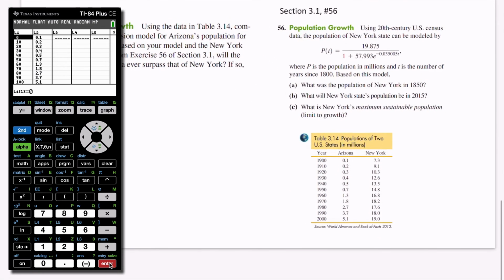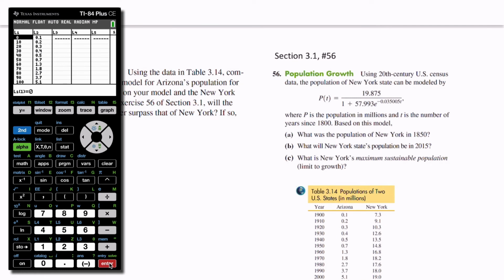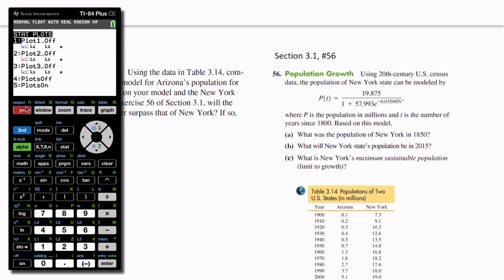So they want us to make a logistic regression model for Arizona's population for T years since 1900. Okay, so let's do that. We have all the data in. Wonderful. One thing I would like to do is turn on stat plots, so we can get that on there. So second, y equals, you go to stat plot. Let's turn that on, and make sure it's referencing list 1 and list 2. We're good.